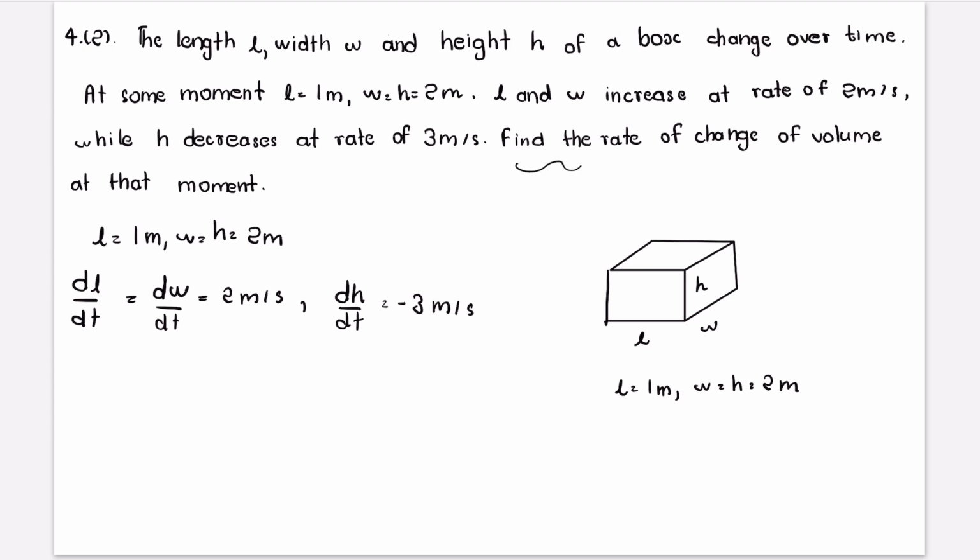So what we need to find is the rate of change of volume. The volume is dV by dt, right? It's the question. To find that, what is the formula of the volume is LWH, right? So to find that is dV equal to, we need to write everything, dL plus dW plus dH. Okay.